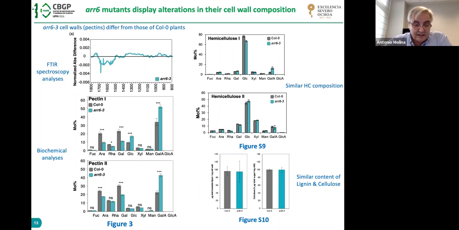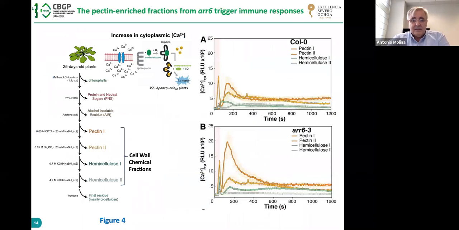And interestingly, there is an enhanced accumulation of galacturonic acid, that is the main component of homogalacturonan, and homogalacturonan is the source of one of the few glycan DAMPs from plant cell wall that have been characterized in detail, mainly by the group of Giulia De Lorenzo, that are the oligogalacturonides or OGs. So one interesting hypothesis could be that the ARR6 mutant has a higher level of OGs in their cell wall. To check this, with this fraction that we extracted, we tested the capacity of the cell wall fraction from the wild type plant and the mutant to trigger immune response.